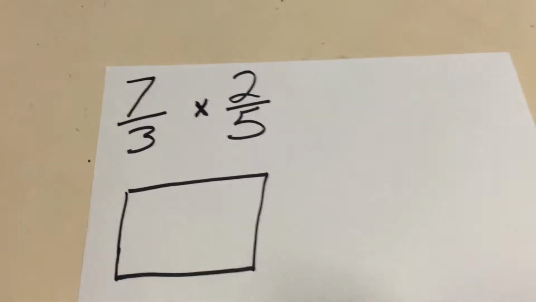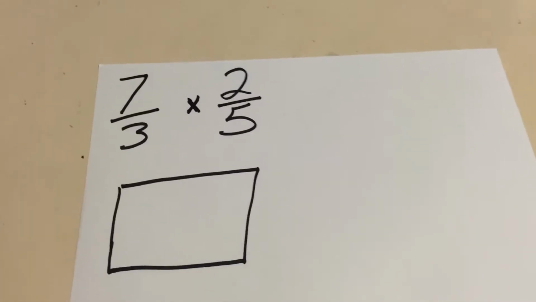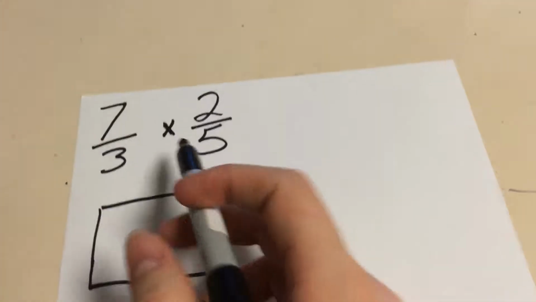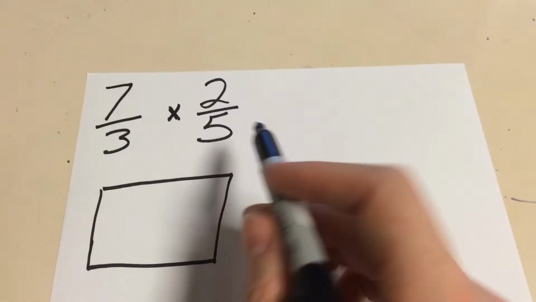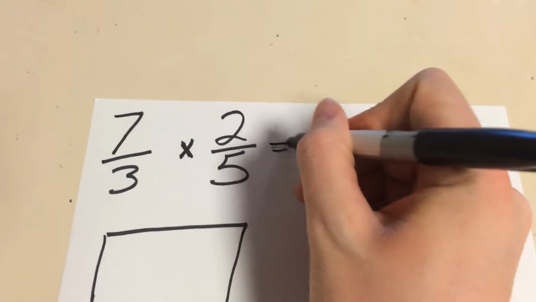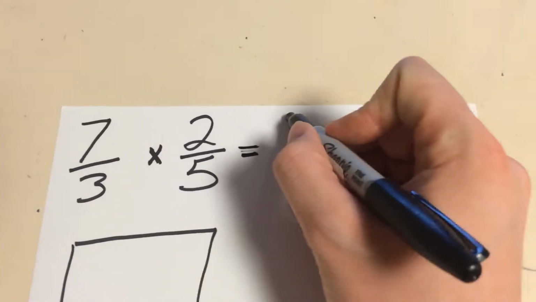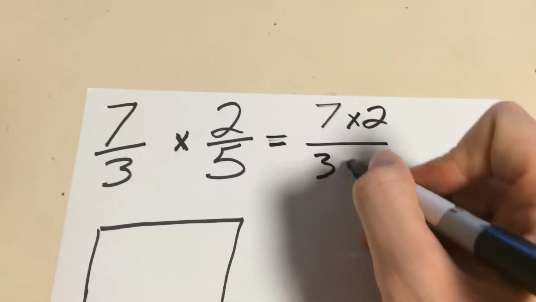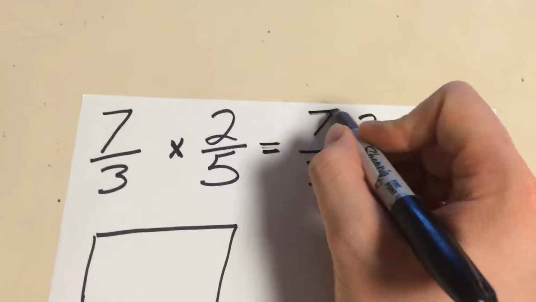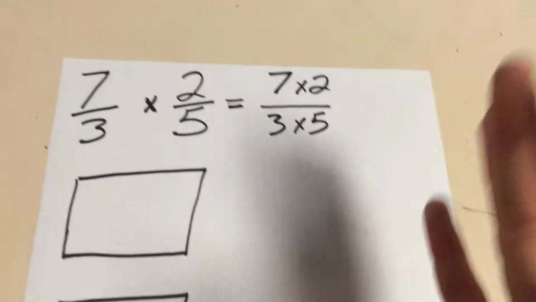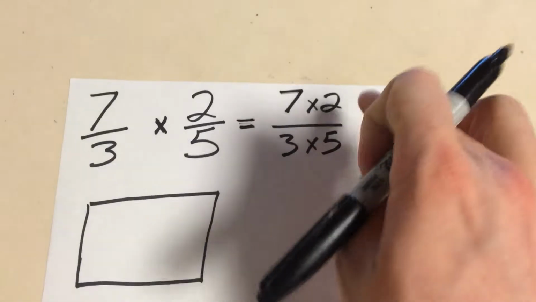This video will be about multiplication of fractions using 7/3 times 2/5. Alrighty, so in multiplying 7/3 times 2/5, what we wind up getting is 7 times 2 over 3 times 5. Now, we're going to talk about in this video how we can prove that that is what we get.